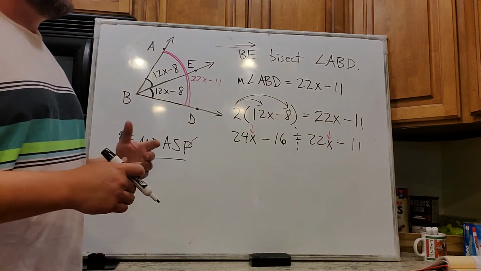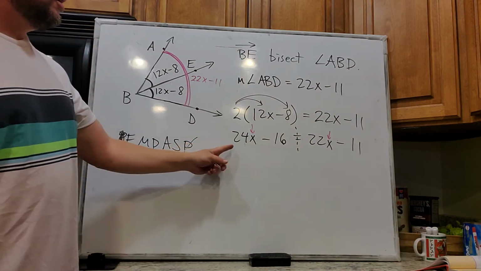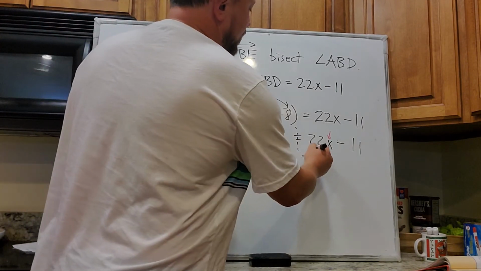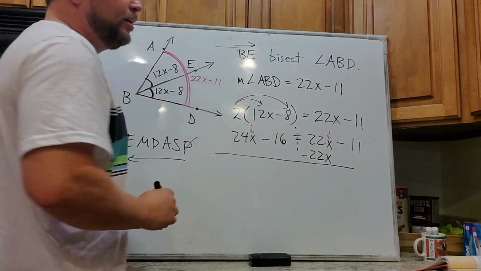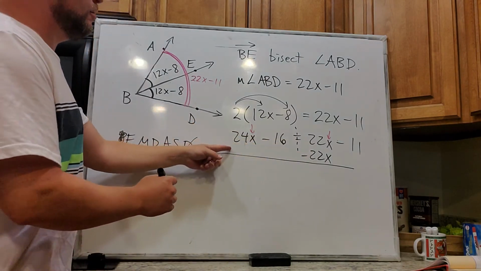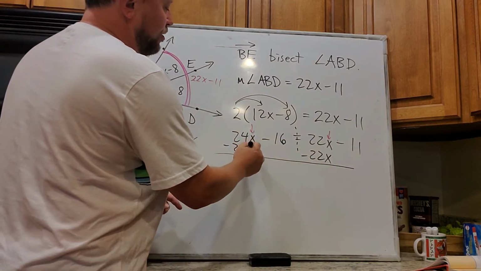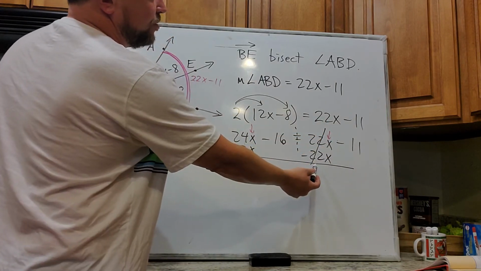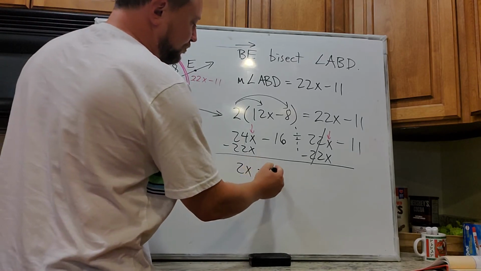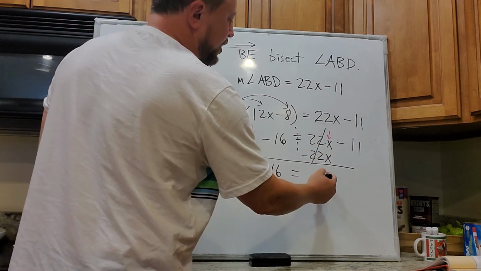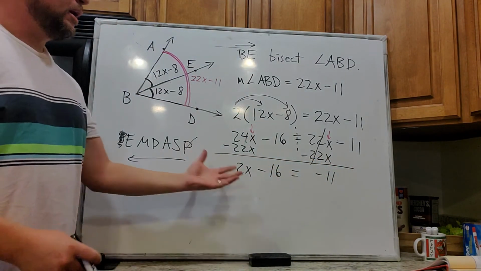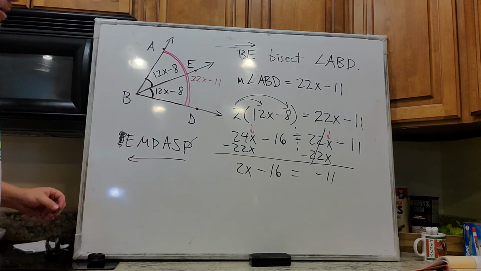I always like to use Darwinism, survival of the fittest. This one's a little stronger, 24x than 22x, so let's get rid of the weaker one. If you're wondering why I always get rid of the weaker one, it helps me avoid too many negative numbers. If you always get rid of the smaller one, and whatever you do to one side you do to the other, you always have a positive 2x. Bring down everything else, including that negative 11 over there. Be careful.